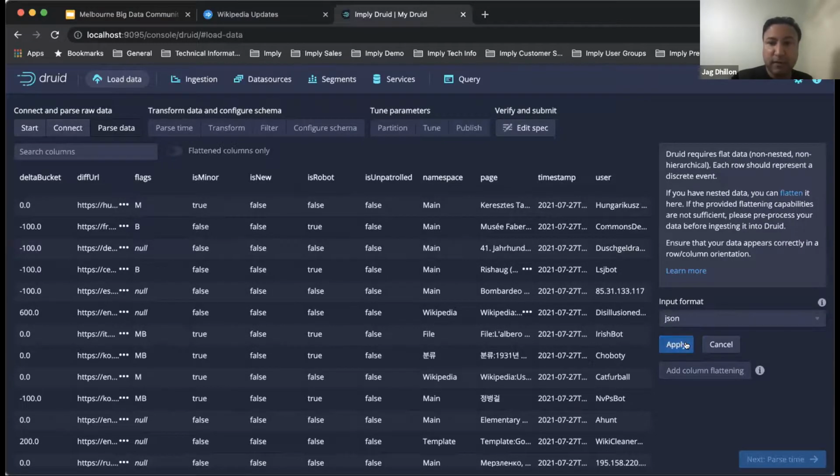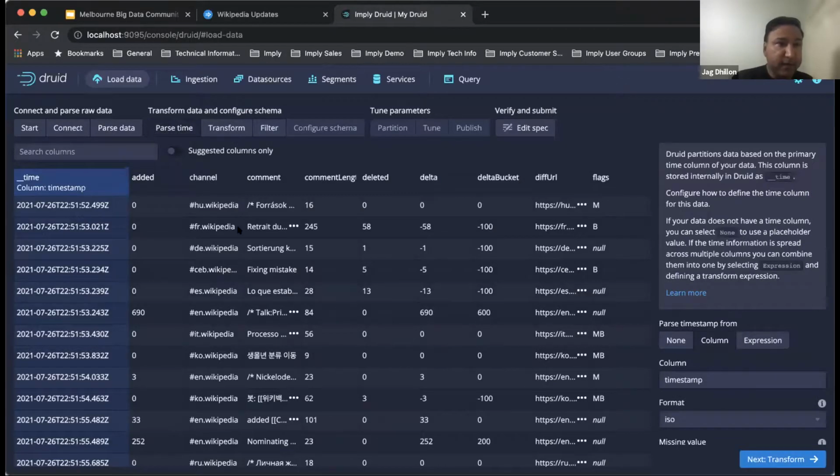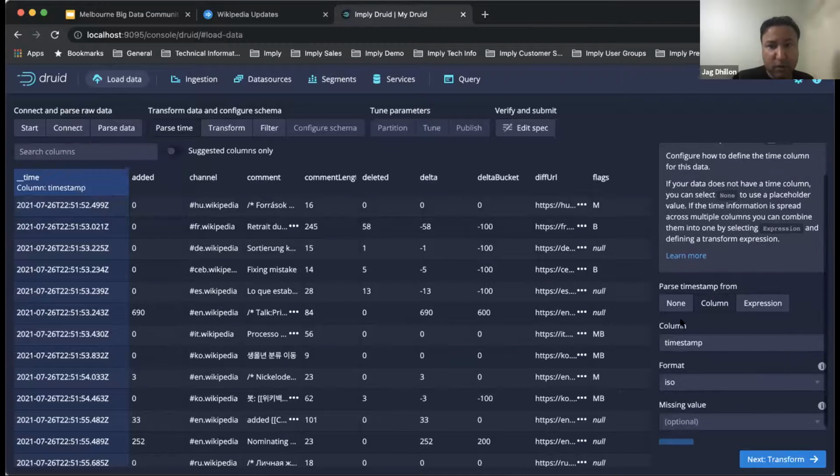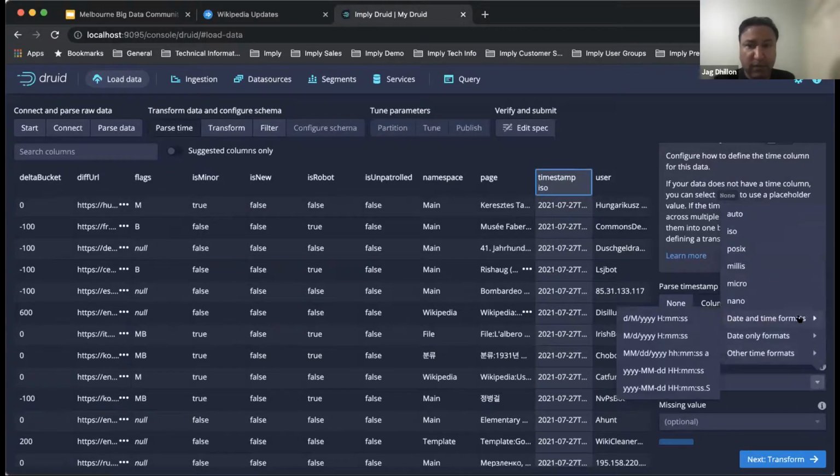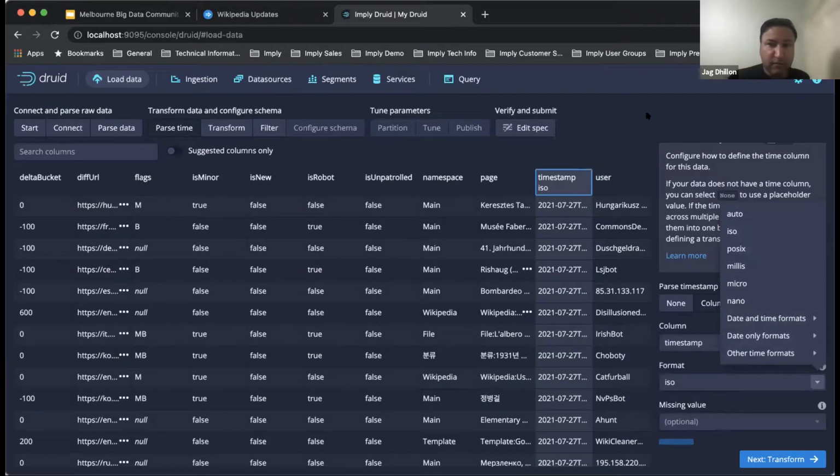I'll click apply, and then you can go to parsing the time. Again, Druid has picked up the column which has the timestamp. That's the timestamp column within the Kafka raw data for each of these rows. You can see that's the format, it's in ISO, but you can select and modify the formats you want, and all other formats that are available.